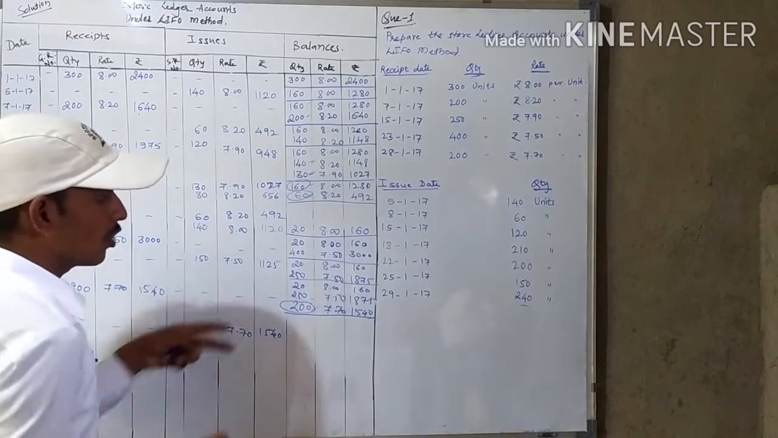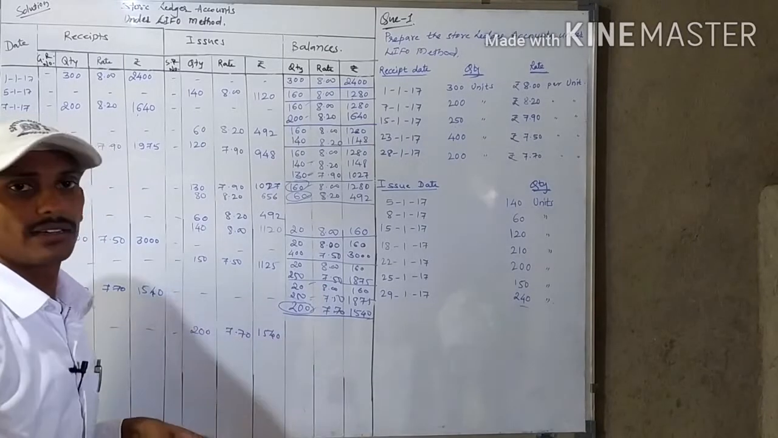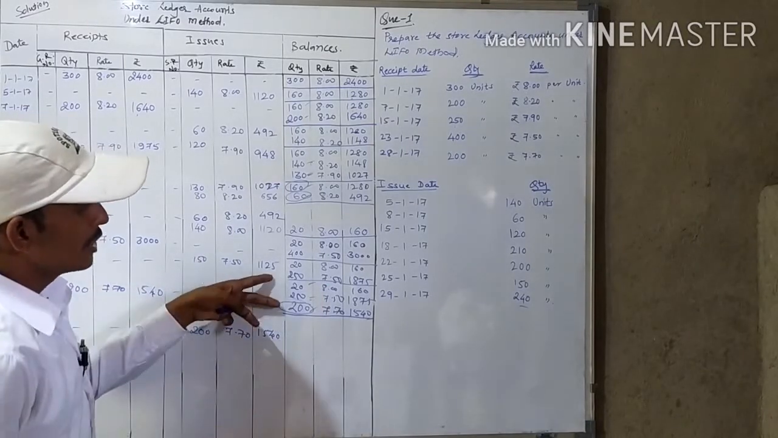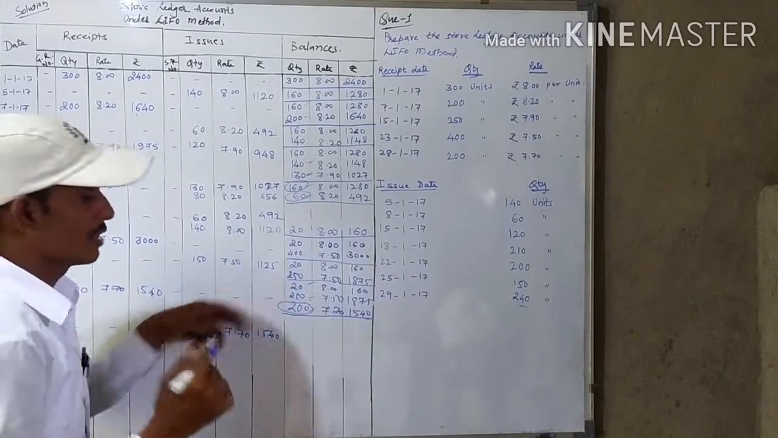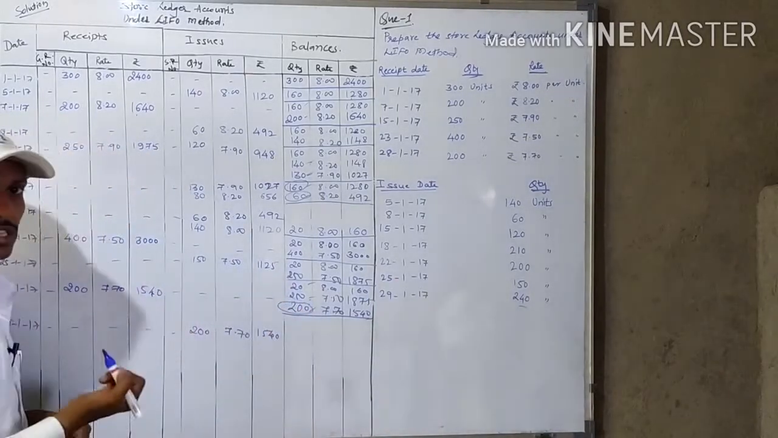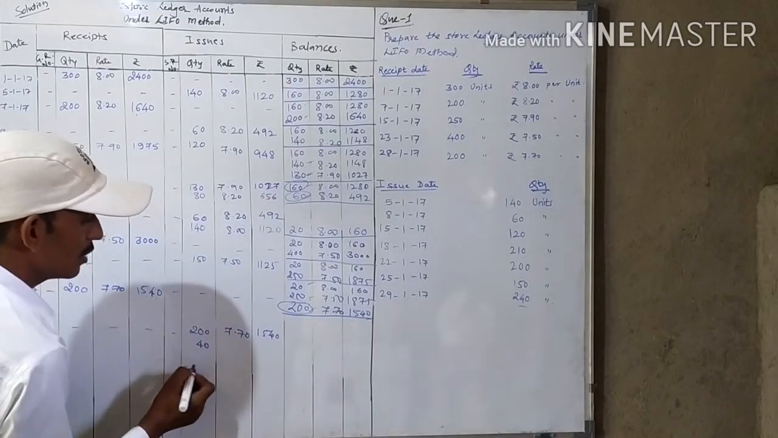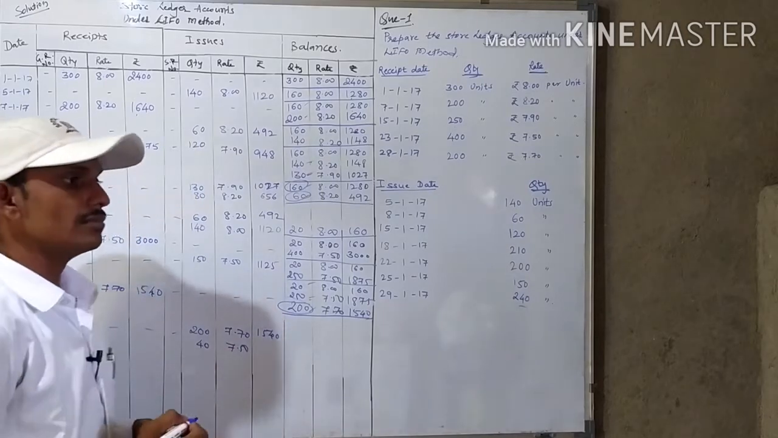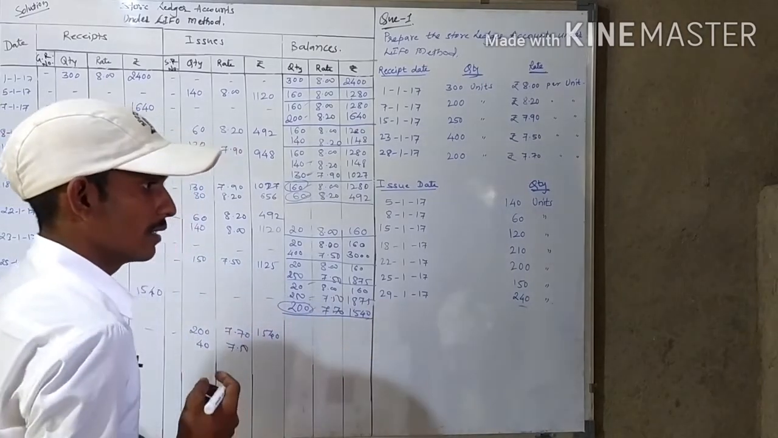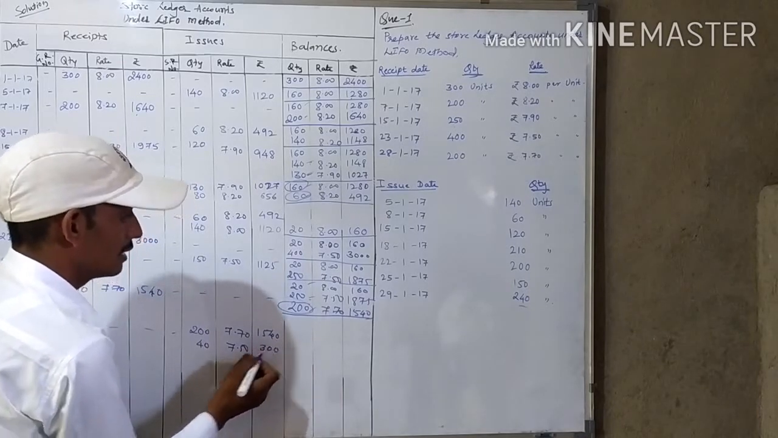Again, 2 lots are available. The 20 lot is there and the 250 lot is there, but the one purchased last, we have to issue first. The 250 lot is purchased last. So out of that, of the 240, 40 units we need to issue. What is the rate? 750. So after calculating this, you will get the value as 300.